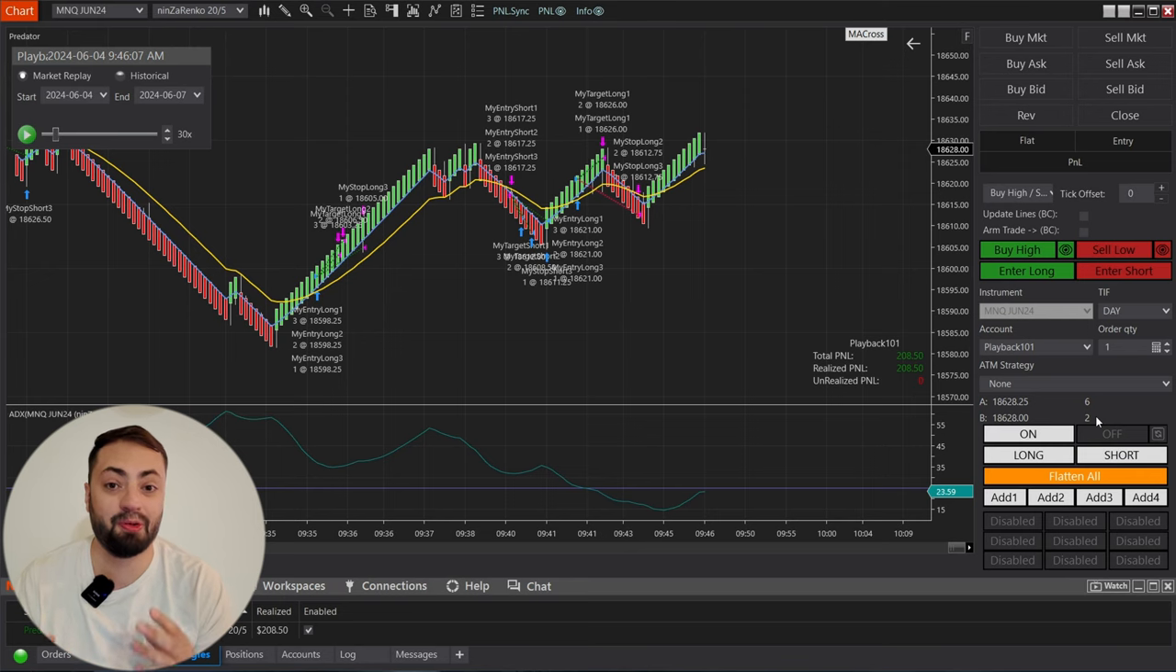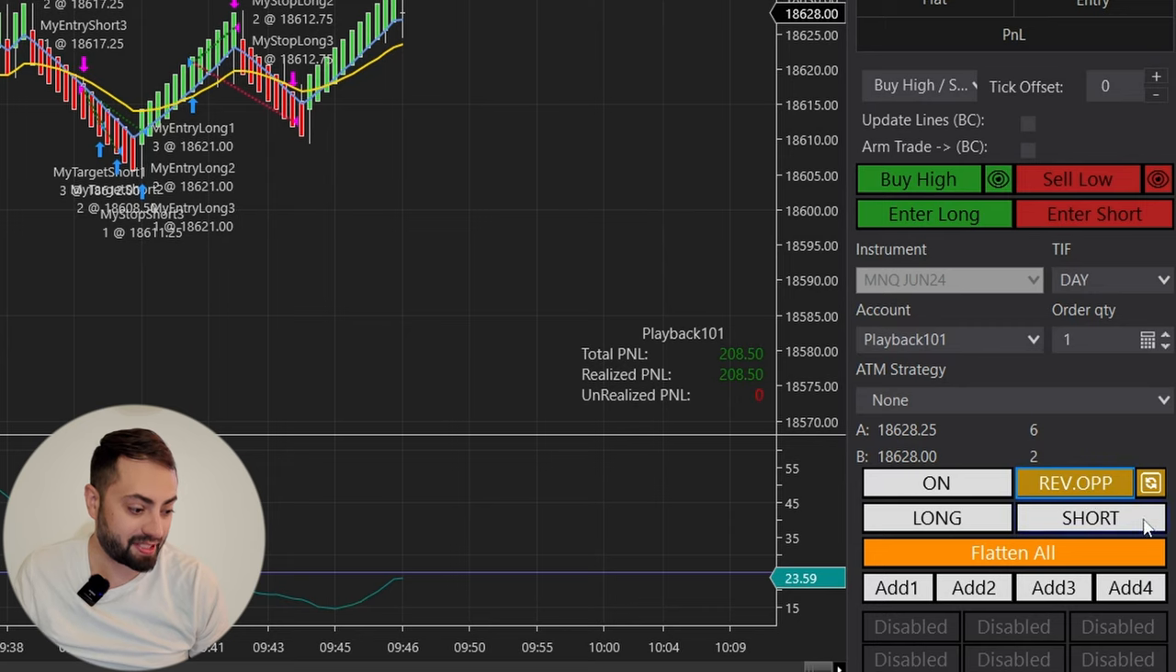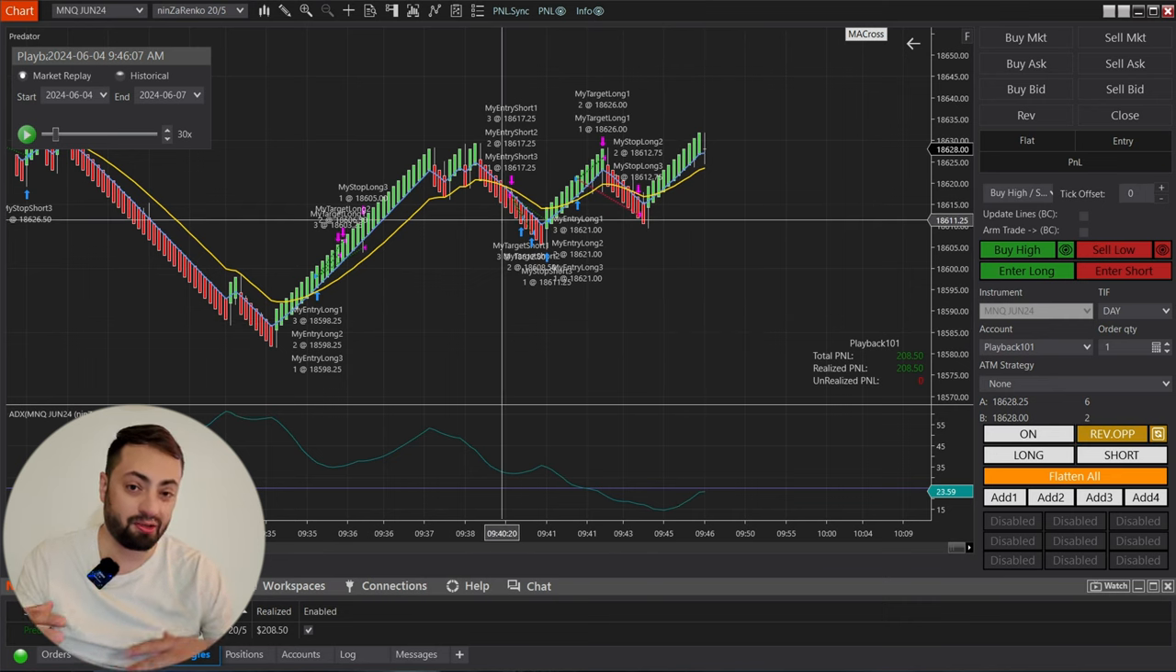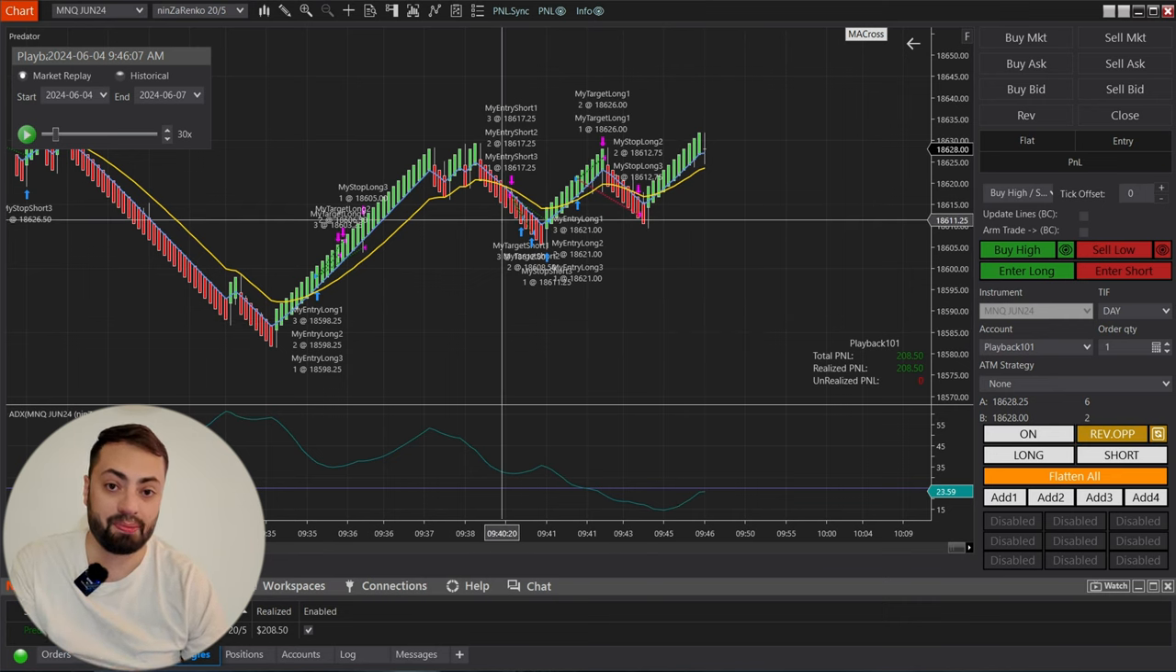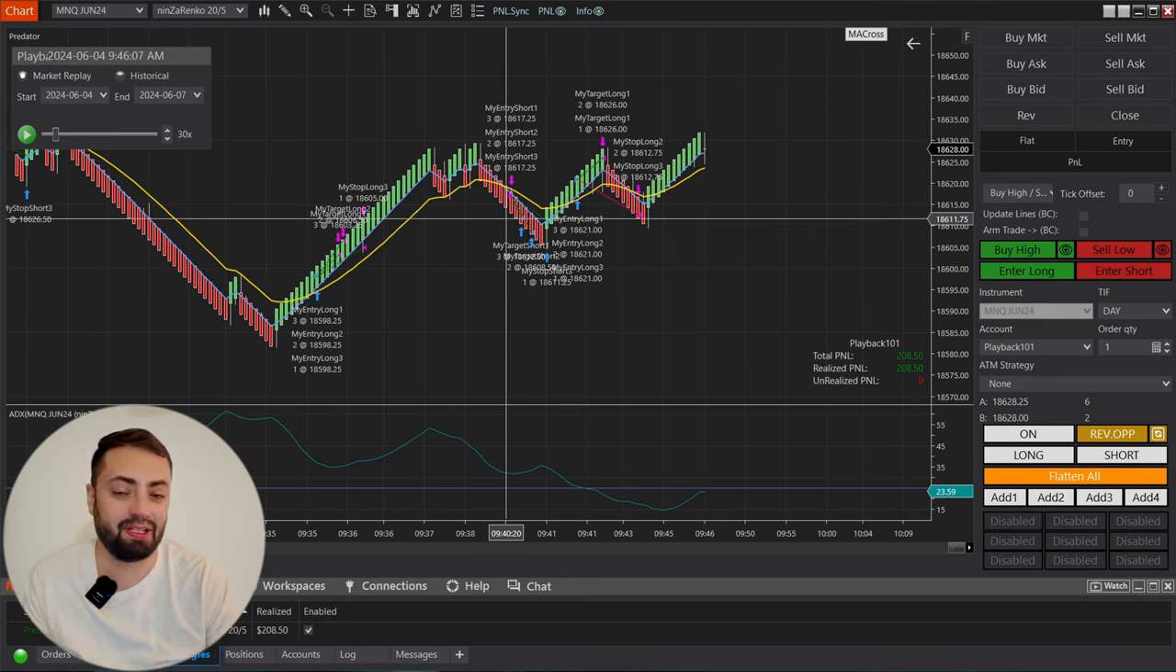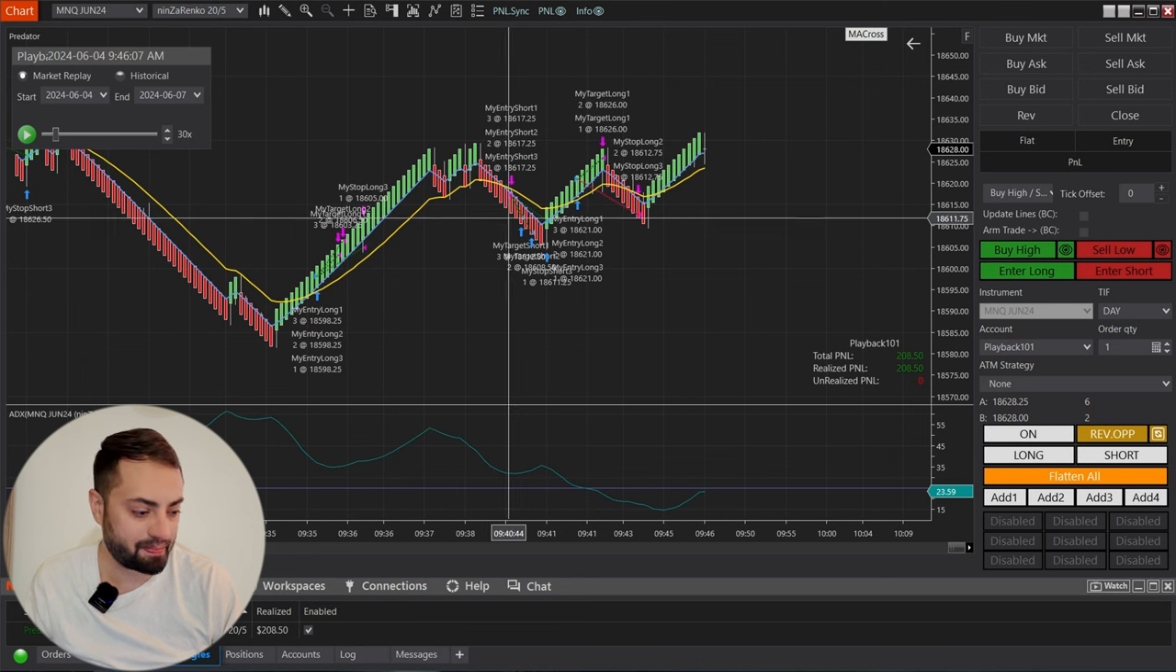And one more thing, if you want to exit your current position and re-enter in the opposite direction, you can always select the reverse option with the arrows on the side. If you're in a long trade and a valid short trade appears, it'll exit you out of your position and re-enter you in that opposite direction. Same thing if you're short, it'll re-enter you in the long position.